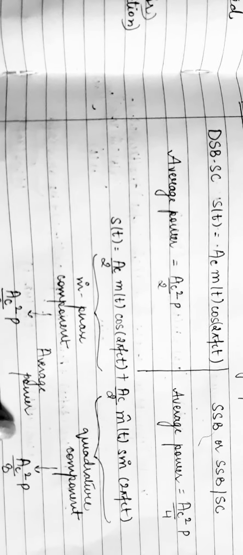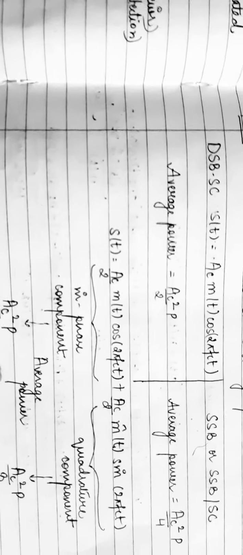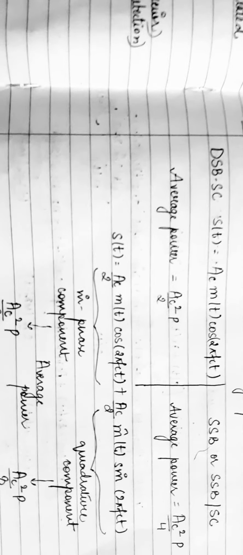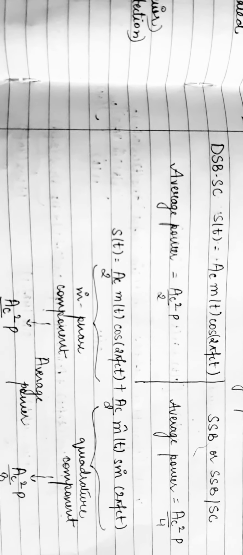Now we know that s(t) = (Ac/2) m(t) cos 2πfct + (Ac/2) m^(t) sin 2πfct. Here the first term represents the in-phase component while the second term represents the quadrature component. So the average power of the in-phase component is Ac² upon 8 into P, while the quadrature component is also Ac² upon 8 into P.